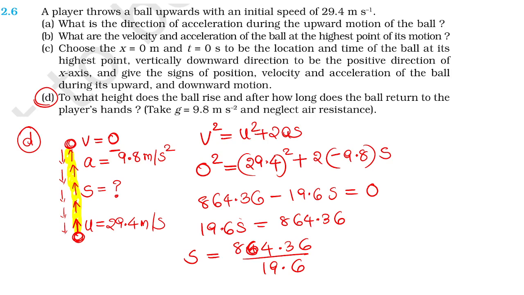864.36. 1 minute. 19.6. You will get a good number actually. 44.1 meter is the height. This is the height. Not completed. To what height does the ball rise? That part is done. Till this step you are okay.